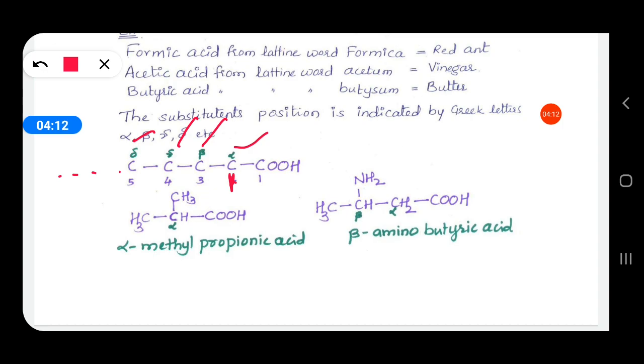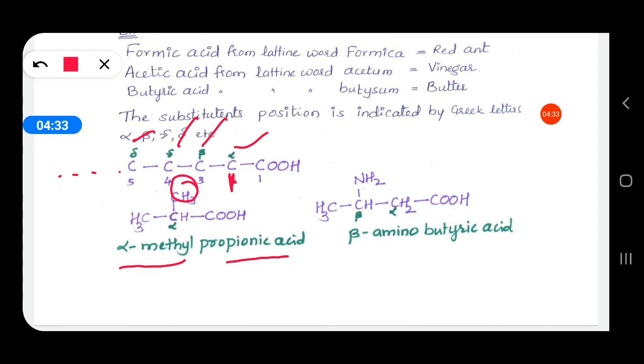So for example, CH3CHCOOH with CH3. The methyl group is present on the alpha carbon. So it is called alpha methyl propionic acid.